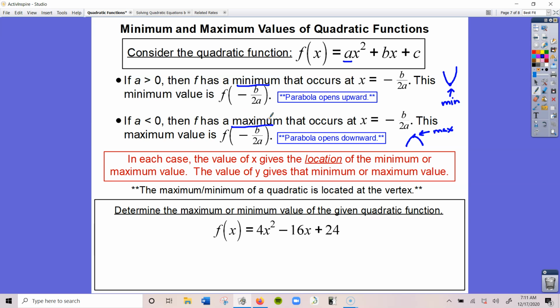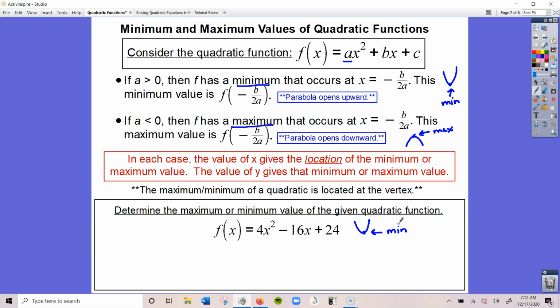So when you're finding your minimums and maximums, the location is the vertex. Okay, so x gives you where on the graph, and the y will give you the actual minimum or maximum value. So let's try to figure out whether this graph is going to have a minimum or a maximum. First, we have to determine whether this parabola is going to open up or down. Because a is positive, that means that my parabola is going to open upwards. And if it's going to open upwards, that means that I have a minimum.